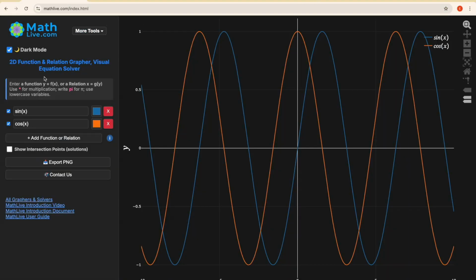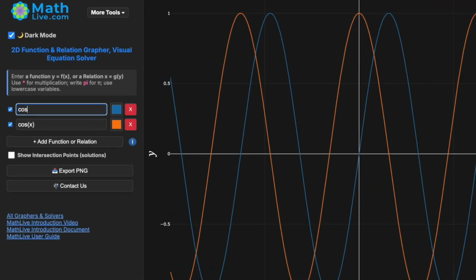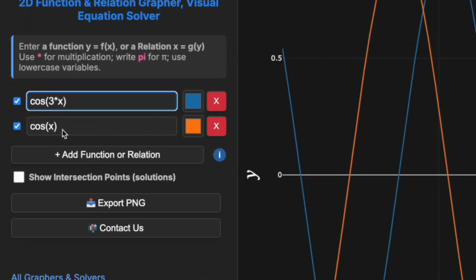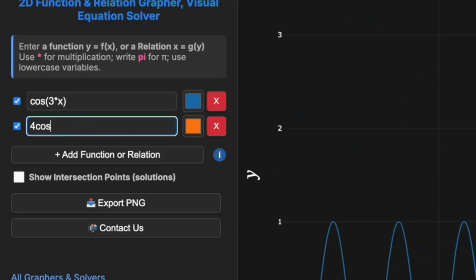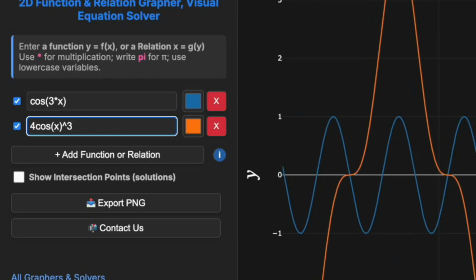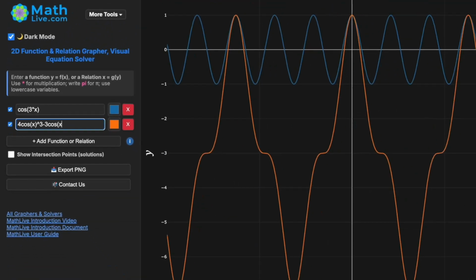So once we're in the 2D function and relation grapher, what we're going to do is adjust the first equation to be what's on the left side of our triple angle identity. So that is going to be the cosine of 3x. And then on the right side of our equation, we're going to put that in the second box. So that is going to be 4 times the cosine of x cubed minus 3 times the cosine of x.